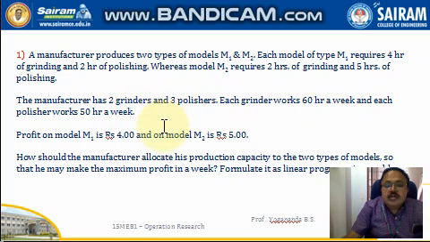The manufacturer has now two grinding machines and three polishing machines. Each grinder will work for 60 hours a week, and each polisher works for 50 hours a week. So, by selling one piece of the model M1, the manufacturer is getting a profit of 4 rupees, and by selling one piece of M2, he is getting a profit of 5 rupees.